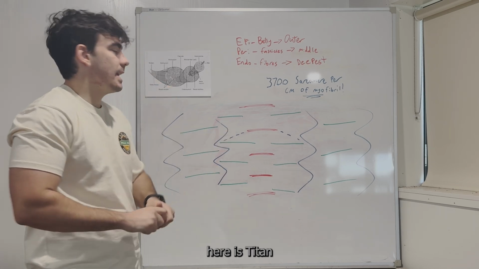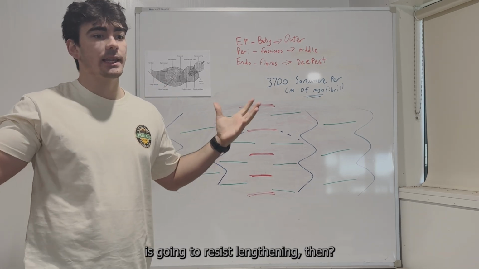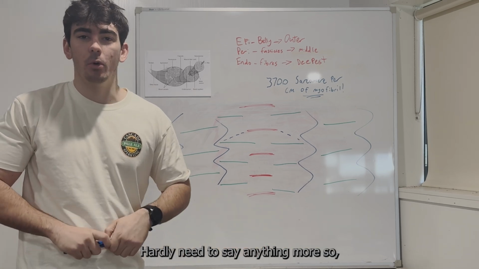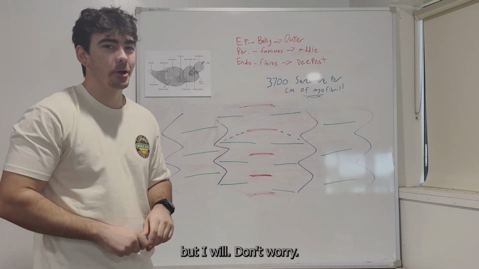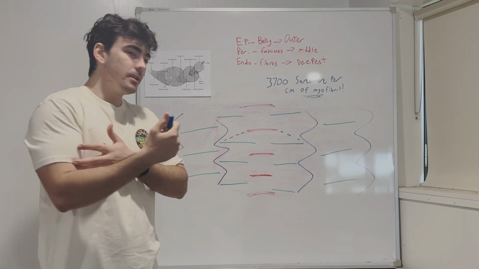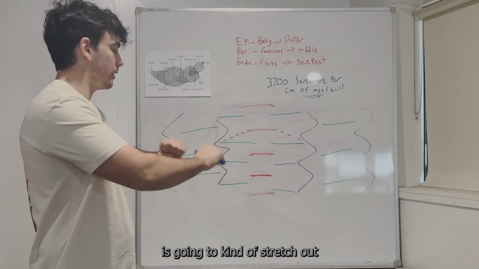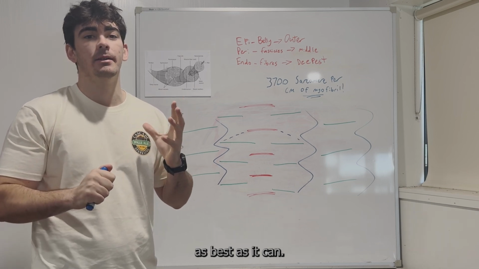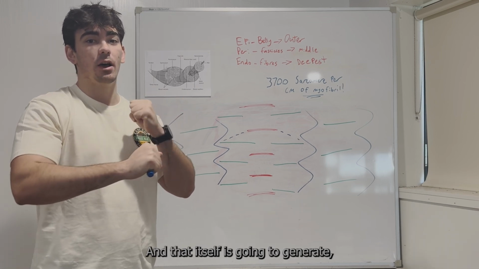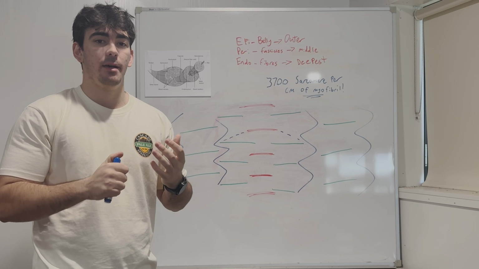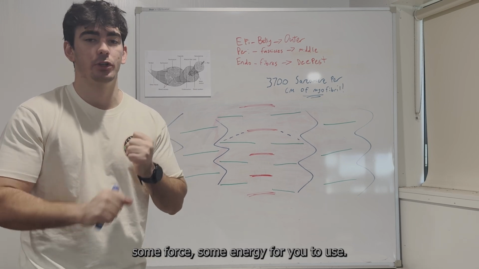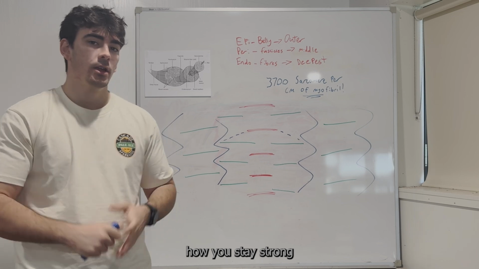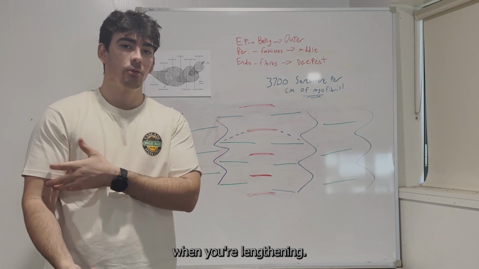So what's going to happen here is Titin is going to resist lengthening. Boom. Pretty much right there. I hardly need to say anything more. But I will, don't worry. So as the muscle lengthens, Titin is going to kind of stretch out and it's going to resist this stretch as best as it can. And that itself is going to generate some force, some energy for you to use. And that simply explains how you stay strong when you're lengthening.